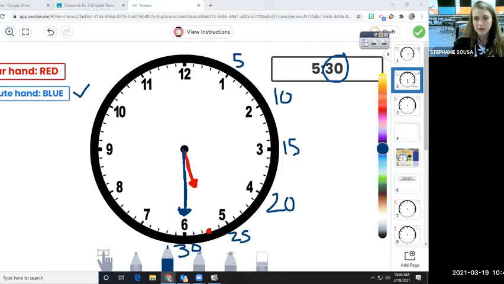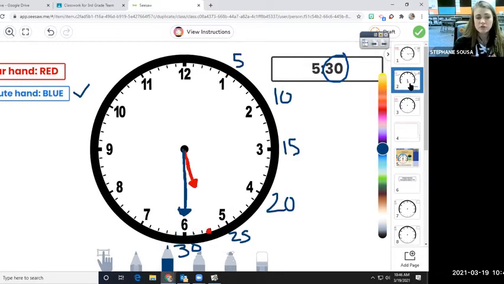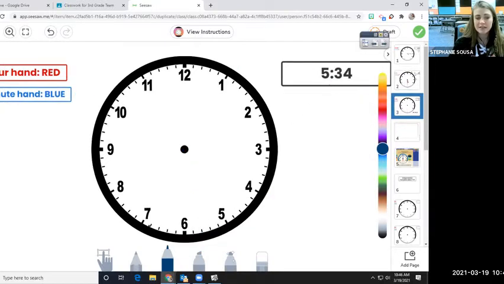Okay, let's go ahead and look at slide 3. Slide 3 is another practice. This time we're going to show 5:34. So we just showed 5:30. This time is going to look very similar, but we're going to practice getting to that individual minute marker.